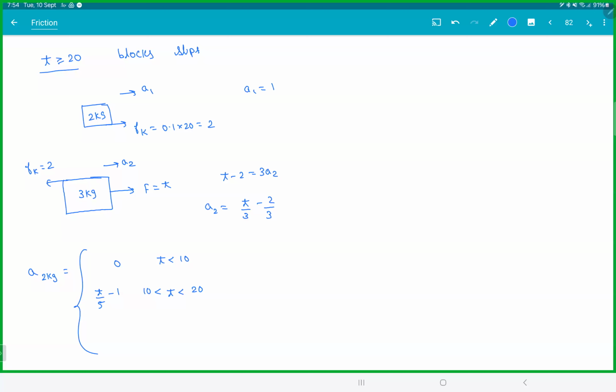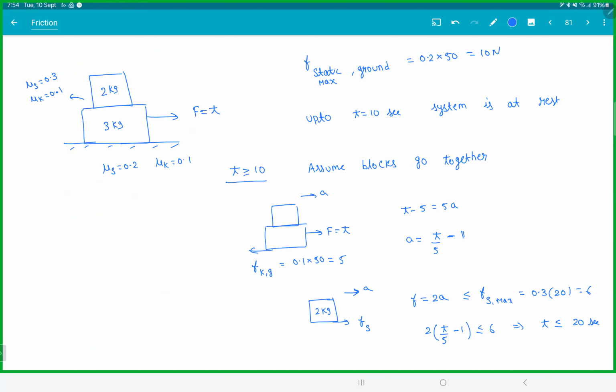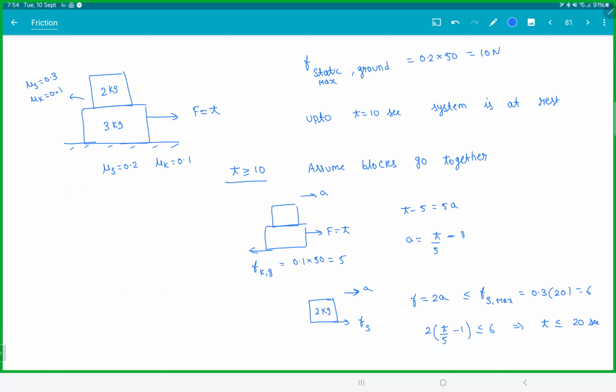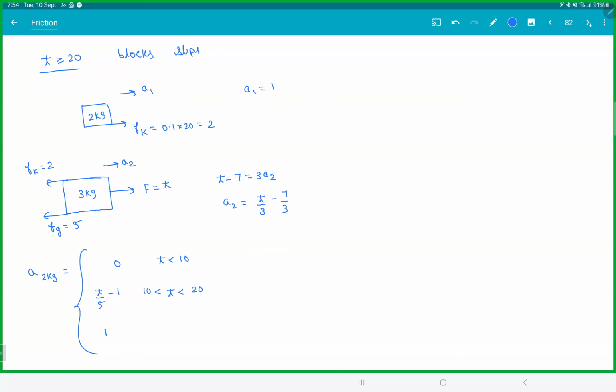Sir, why didn't we take the friction on the ground? Why didn't I take the friction on the ground? You're right. I forgot. F ground is also 5. You're right. I forgot. That would be T minus 7 is 3A2. And then acceleration is 1 for T greater than 20. If you observe, I didn't put equality signs.